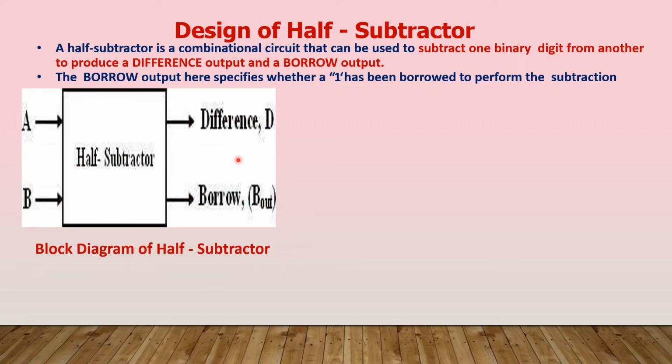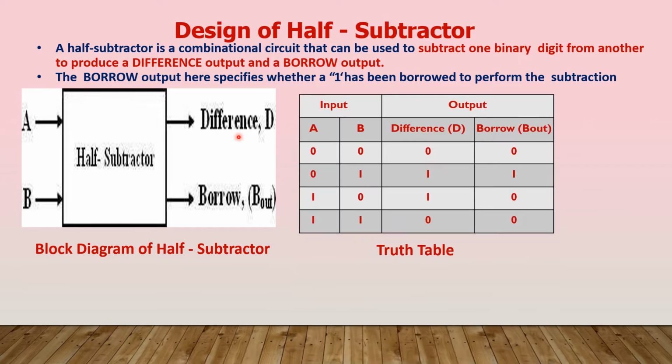So this is the block diagram of the half-subtractor, which has two inputs that have to be subtracted, and the outputs difference D and borrow out. Based upon these inputs and outputs, we can construct the truth table. The inputs are A and B, which have to be subtracted, and the outputs are difference and borrow out.